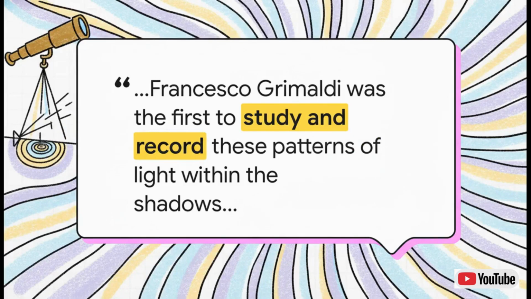And believe it or not, this isn't some brand new idea. People have been noticing these little distortions for centuries. Way back in the 1600s, Francesco Grimaldi actually wrote down and recorded these weird, faint patterns he was seeing inside of shadows. He had no idea what was causing them, but he knew he was seeing something that just didn't fit with the simple idea of light always traveling in straight lines.